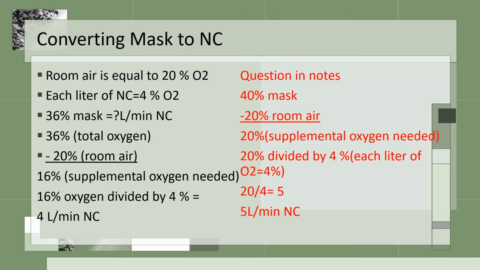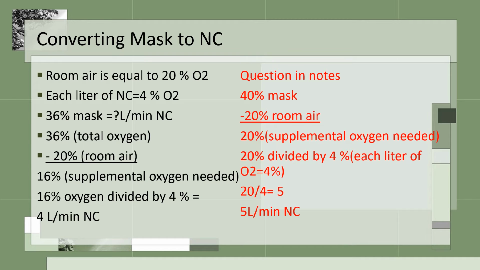So we're going to take 36, we're going to minus 20. The 20 is the room air, because 36 would be the total oxygen that that patient's receiving. So 36 minus 20 is 16. This is the supplemental oxygen needed. So 16 divided by 4%, which is 4% for every liter of nasal cannula, it will be 4 liters per minute nasal cannula.